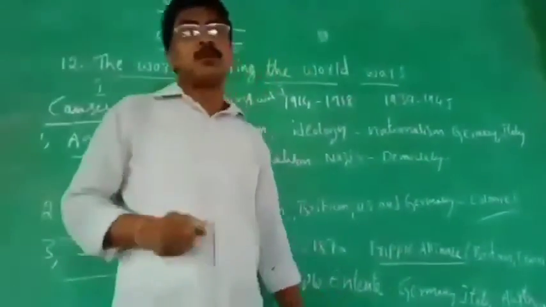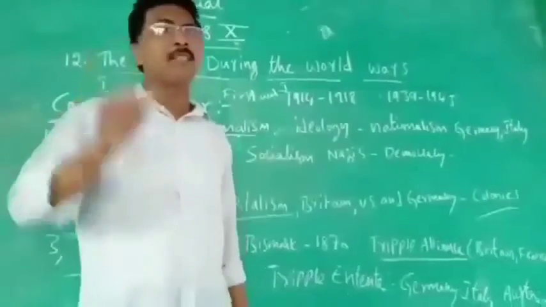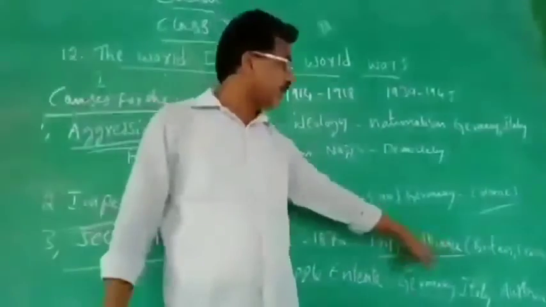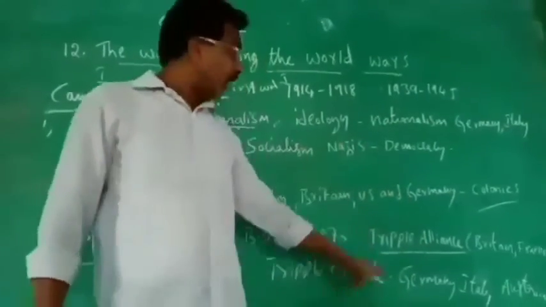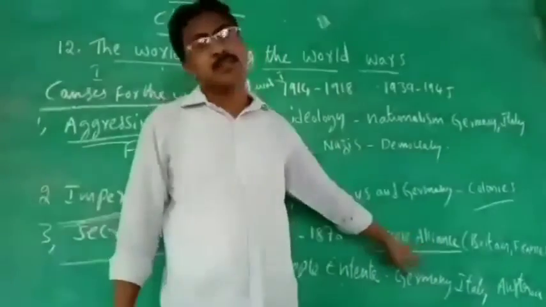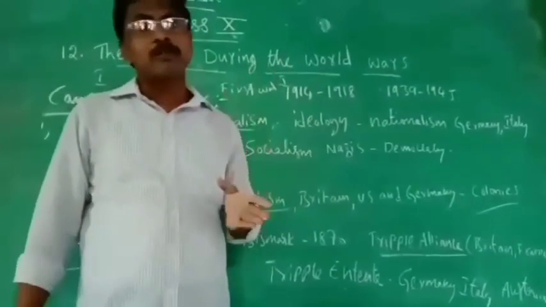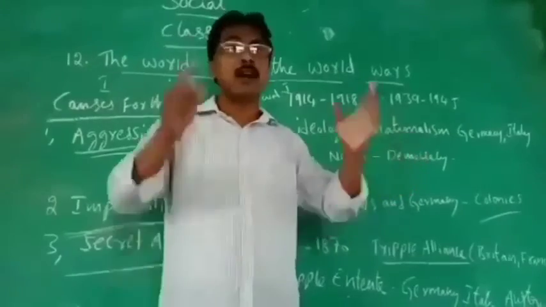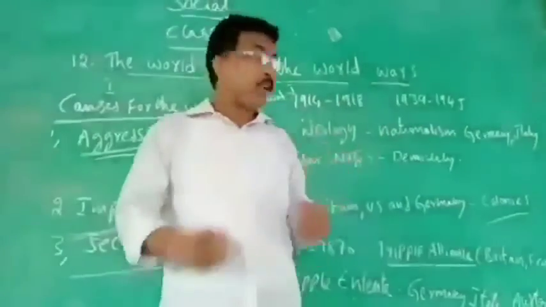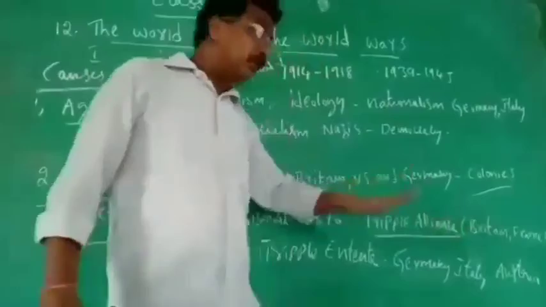They'll ask you, what are the triple alliance countries? The triple alliance countries are Britain, France, Russia. For these countries we can call them the triple alliance, or we can call them allied powers. Who are the allied powers? Britain, France, Russia, or we can say England, France, Russia are the allied powers.